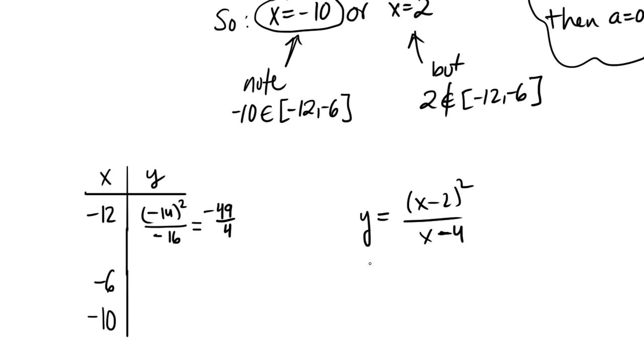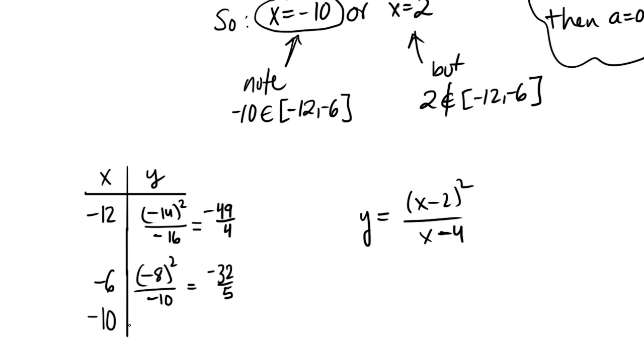When I put negative 6 in here, what happens? Negative 6 minus 2 is negative 8 squared, over negative 6 minus 4, which is negative 10. So it's 64 divided by negative 10, which is negative 6.4. And as a fraction, that's negative 32 over 5.